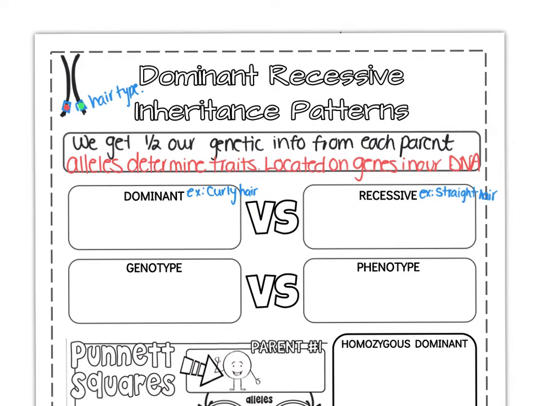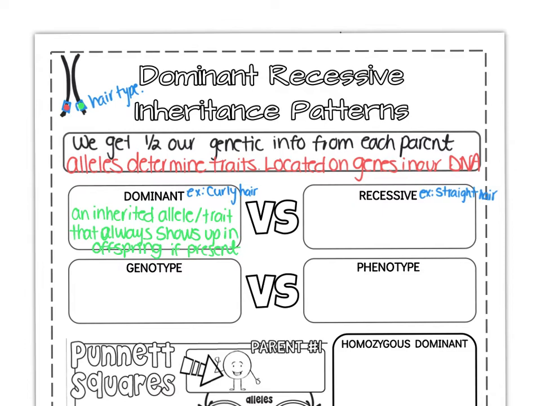A dominant gene is an inherited allele or trait that always shows up in an offspring, if present, I should add. So if one of them is dominant, doesn't matter what the other one is, we have that trait.